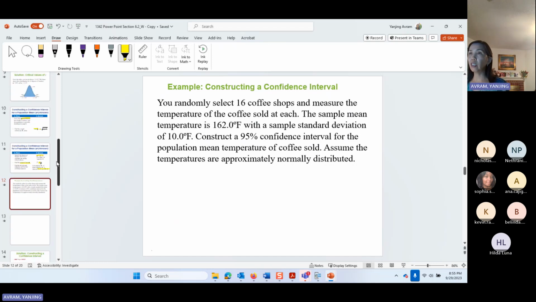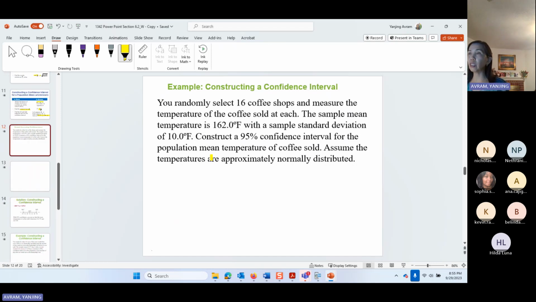Okay, so let's see how we do this one. You randomly select 16 coffee shops and measure the temperature of the coffee at each one. The sample mean temperature is 162.0 Fahrenheit with a sample standard deviation of 10. You want to construct a 90% confidence interval for this. Assume that it is approximately normally distributed. So how do you do this one?